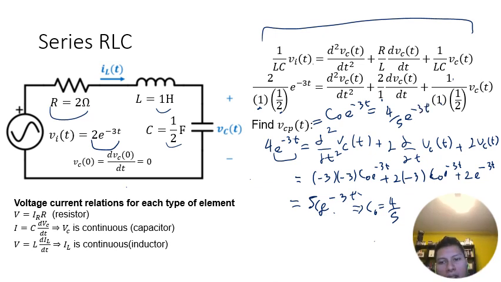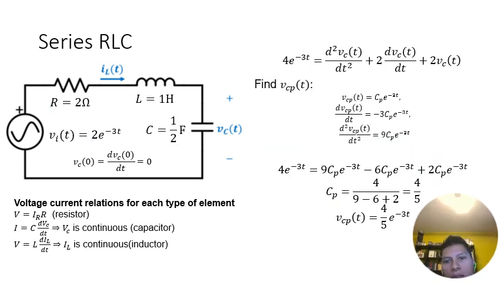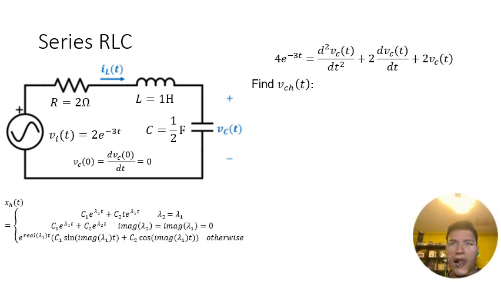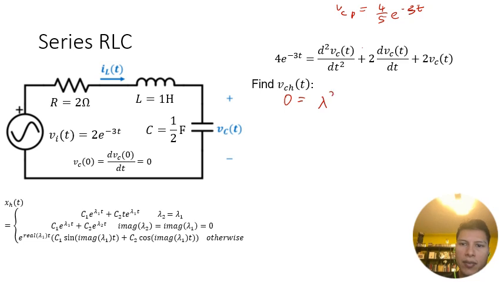Now we just have to find the homogeneous solution. Here's the VCP from the previous slide: VC particular is equal to 4/5 e^(-3t). To find the homogeneous solution, we first need to find the roots of the characteristic polynomial. In this case we have 0 equals lambda squared plus 2 lambda plus 2.